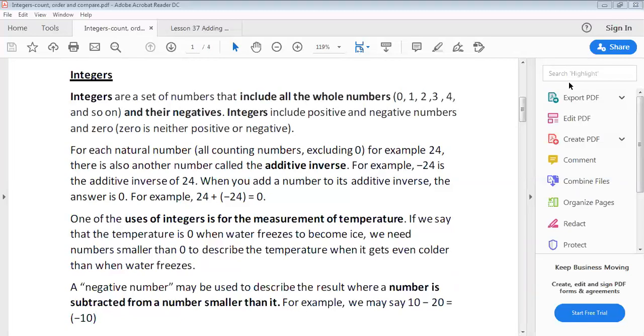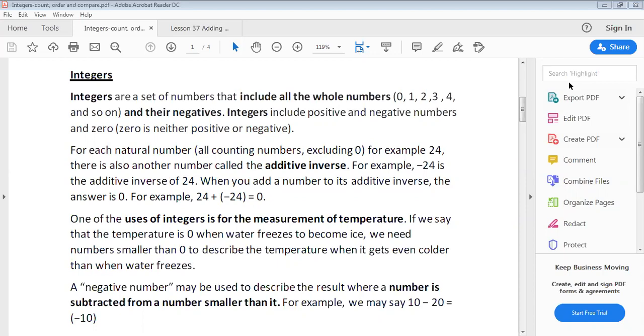Now it's important to know that 0 is neither positive or negative. So for each natural number, so that is all the counting numbers excluding 0, so starting from 1, there is also another number called the additive inverse. So if we look at 24, for example, it is a natural number. Its additive inverse is negative 24. When you add a number to its additive inverse, the answer is always 0. So 24 plus negative 24 is equal to 0.